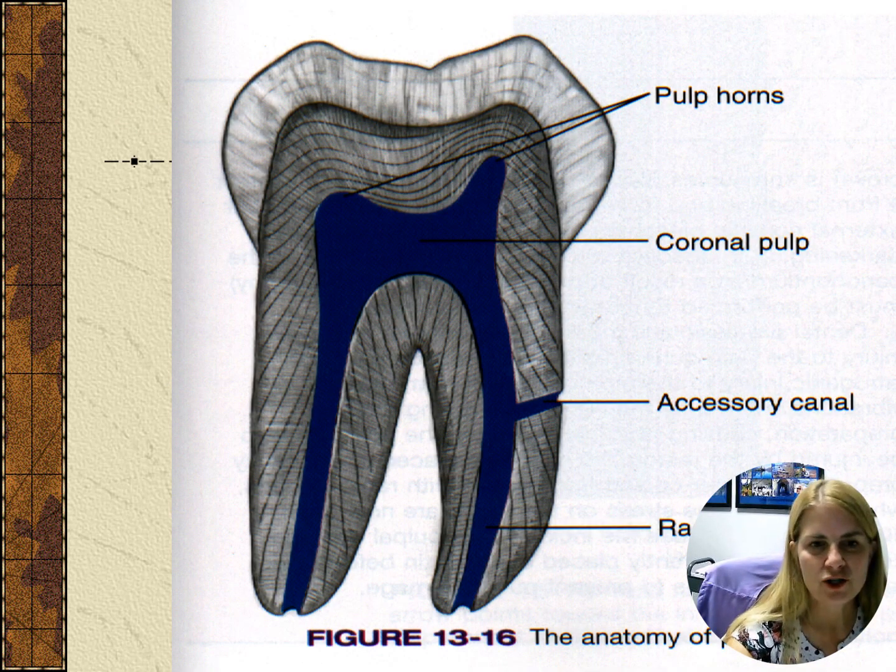Here's the picture that shows the coronal pulp, which is in the crown of the tooth, and then the radicular, which is in the root surface. And then it also shows that accessory canal. Shows the pulp horns, which are kind of raised within the crown of the tooth.